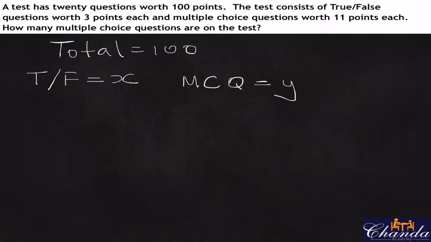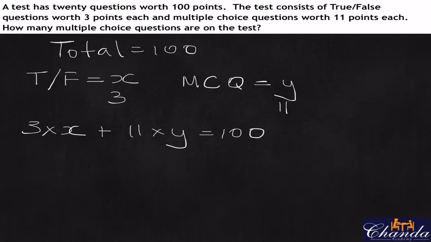And for one true and false question, you get 3 points. And for one multiple choice question, you get 11 points. So 3 times X, which is the number of points you can possibly get using the true and false questions, plus 11 times Y, which is the number of points you can get using the multiple choice questions, have to equal the total of 100. So writing this out, we have 3x plus 11y equals 100.